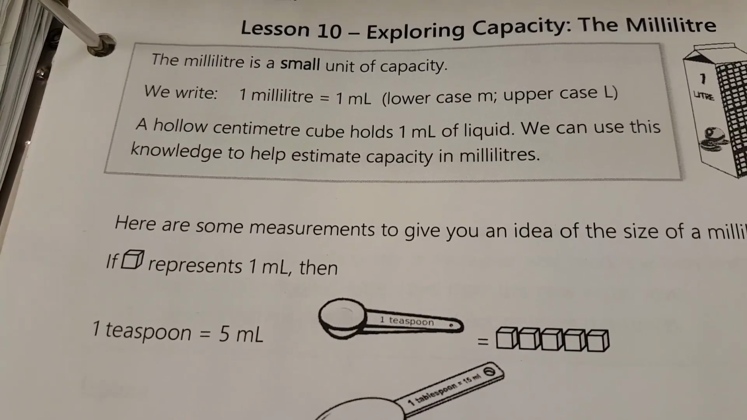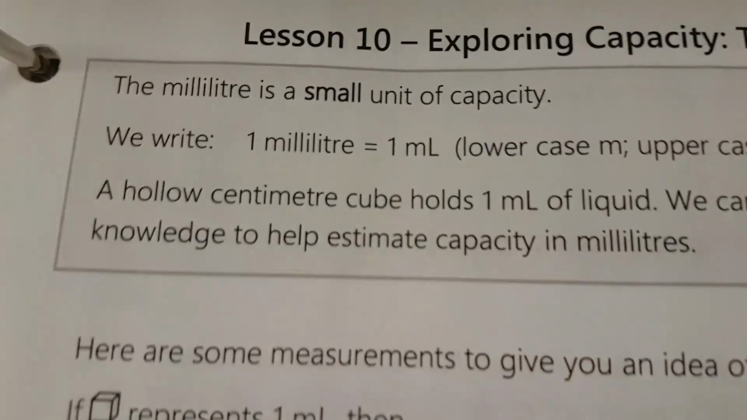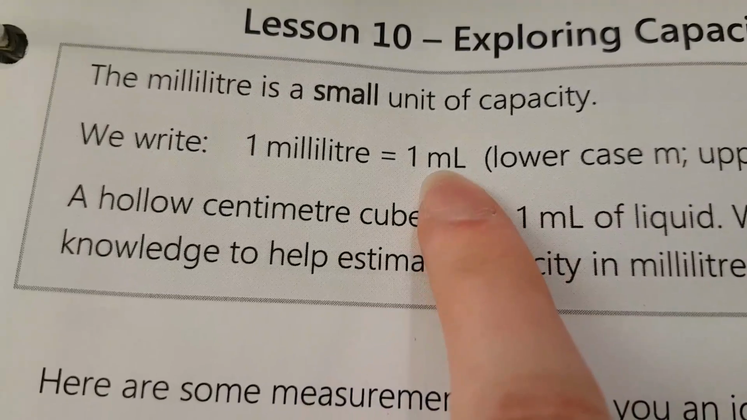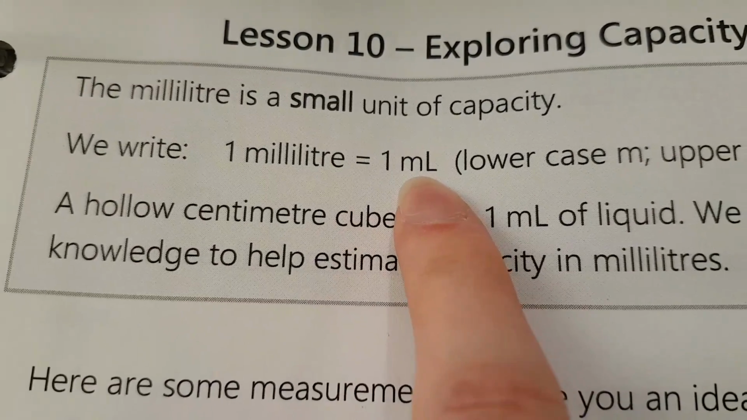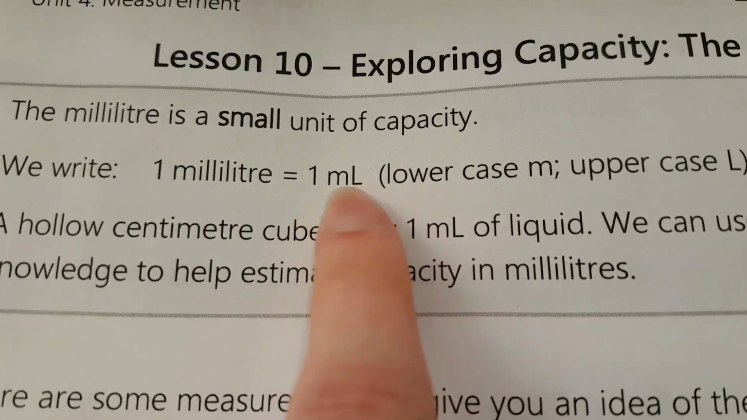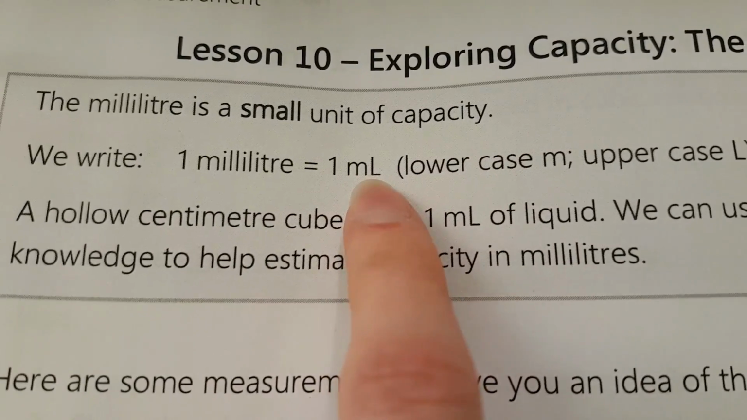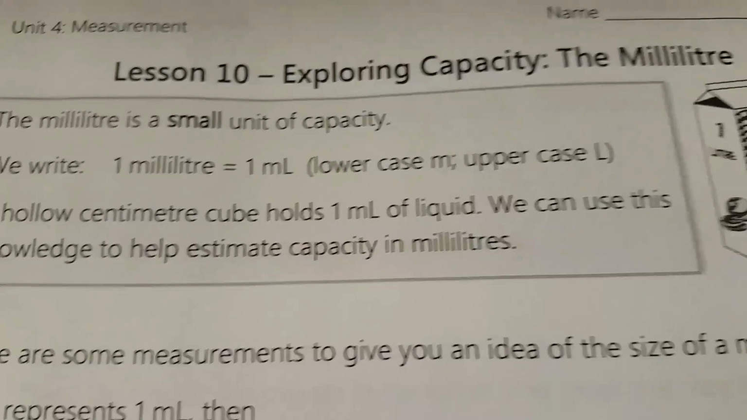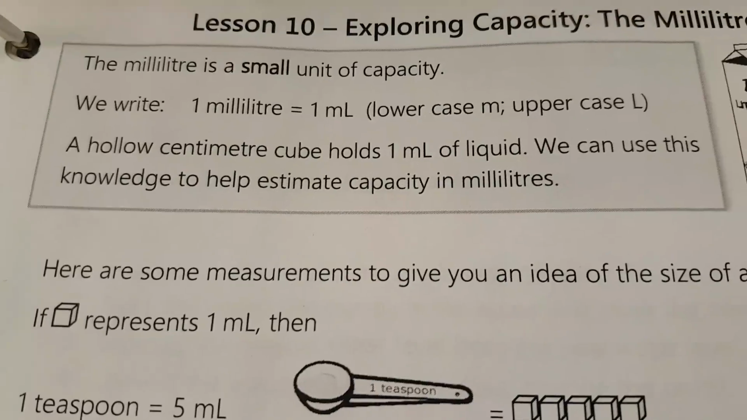Okay. And so when we write milliliter, after the number we put a lowercase m and an uppercase L. It has to be written that way because that's the accepted form.